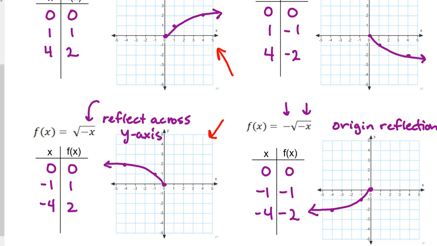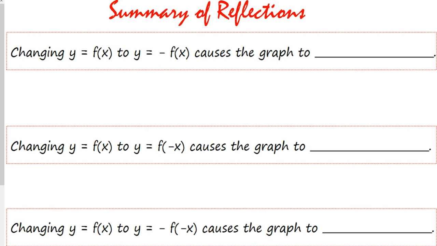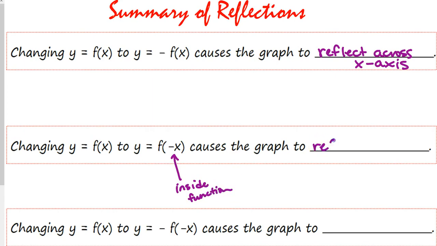Okay, so let's generalize these. These work for any kind of function, not just a square root function. So if you change your function from y equals f of x to y equals the opposite of f of x, that causes the graph to reflect across the x-axis. If you change your function from y equals f of x to y equals f of the opposite of x, so the negative is inside the function, not outside, that causes the graph to reflect across the y-axis.